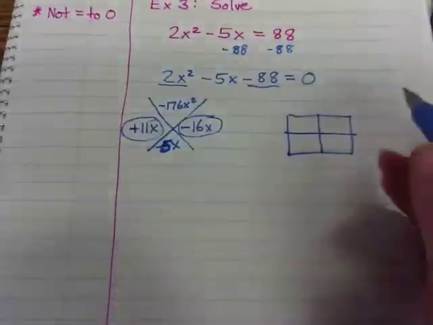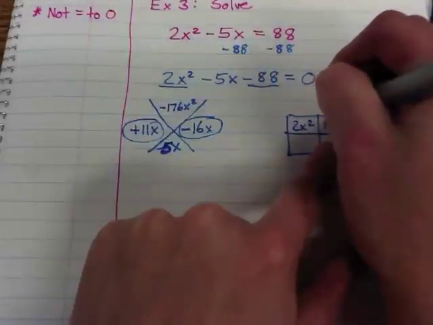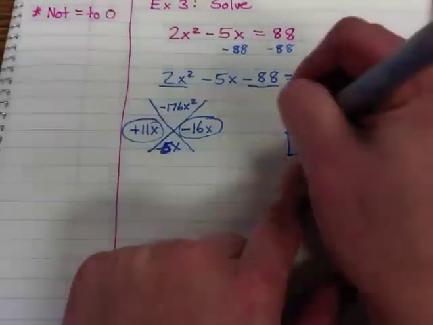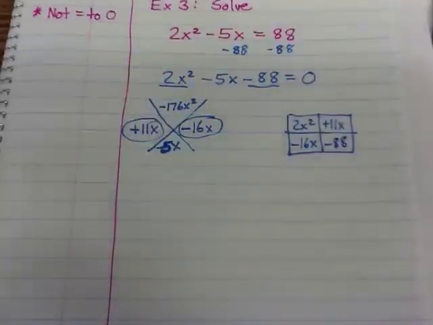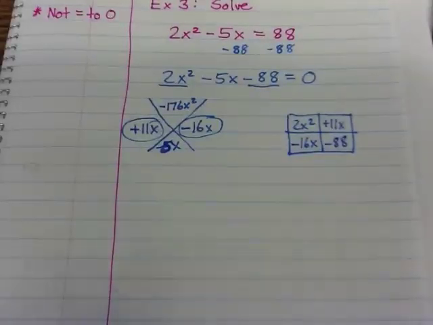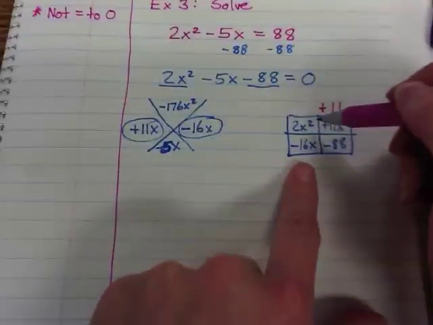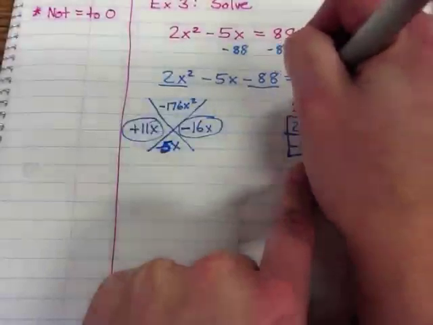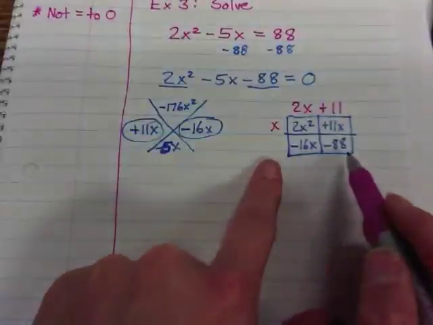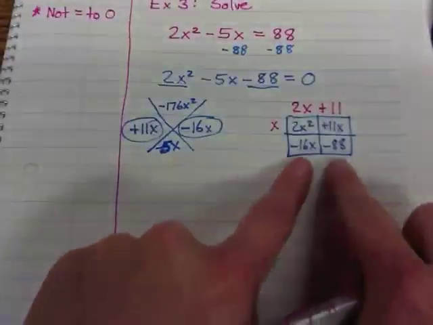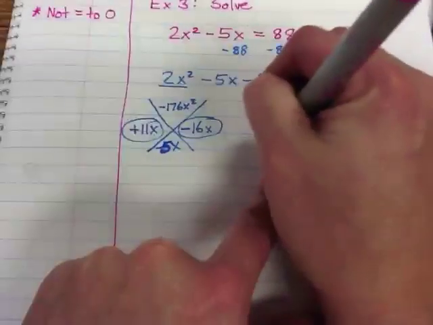What's going to go in the first square? 2x squared, then what? Plus 11x, minus 16x, minus 88. And what's your common factor here? 11. Positive 11. What's your common factor here? Positive 2x. Here? Positive x. And here? Negative 8. And if you got stuck there, 11 times what gives you 88? 8. Now you check it.